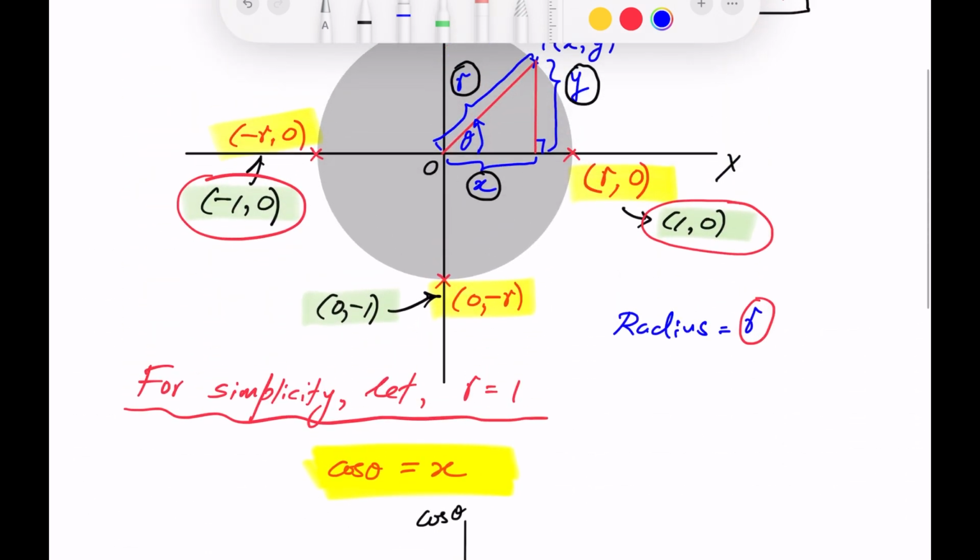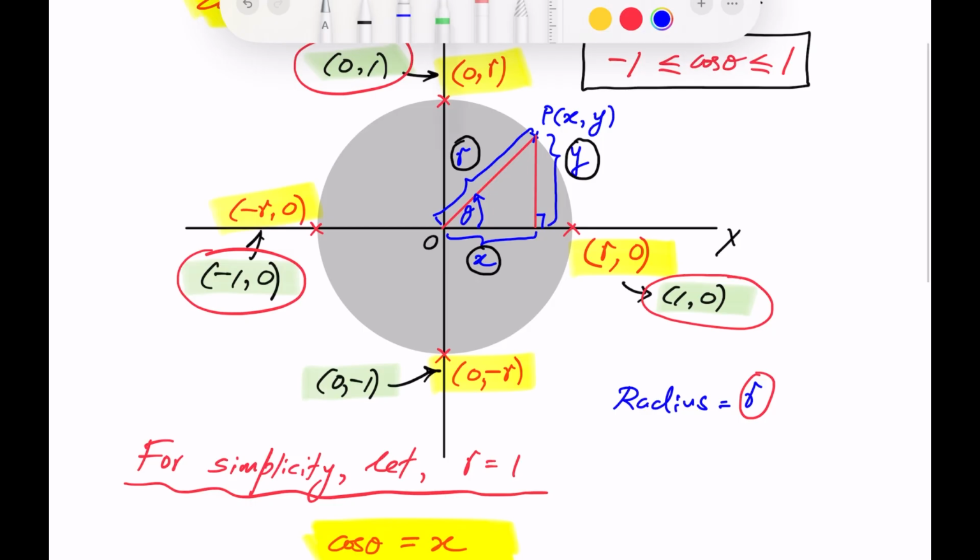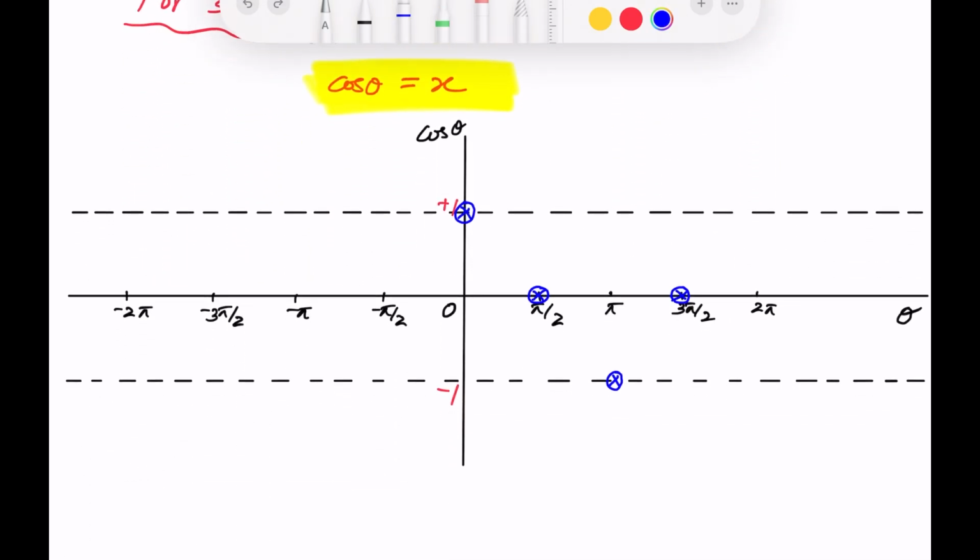When theta is equal to 2 pi, which means when that point P is back on the x-axis right here, once again the x-coordinate is going to be equal to 1, which means cosine theta is going to be equal to 1. So as theta equals 2 pi, let me show that cosine theta is equal to 1.